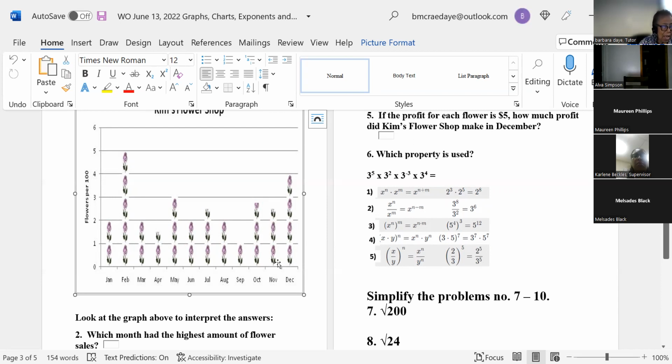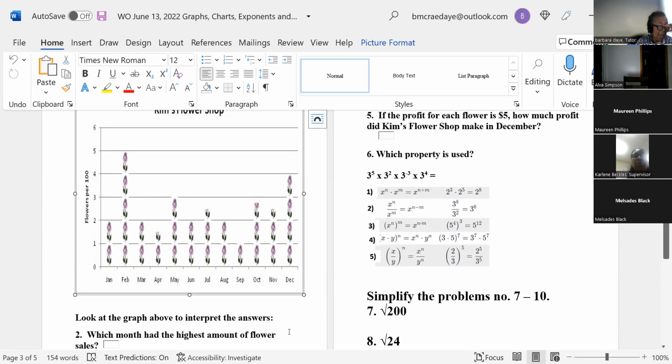Alva, can you see July? Yes. How many flowers for July? I would say it's 250. That's right. Half of a flower here is 50 and 200. How many for April, Mercedes? That would be 150, because you have a flower and a half of a flower. So now you know how to read the pictograph, right? Yes.